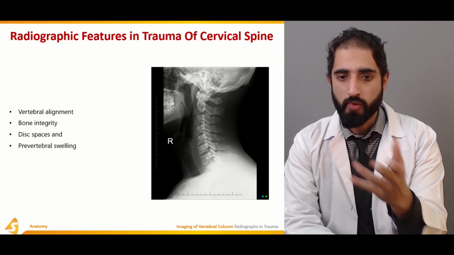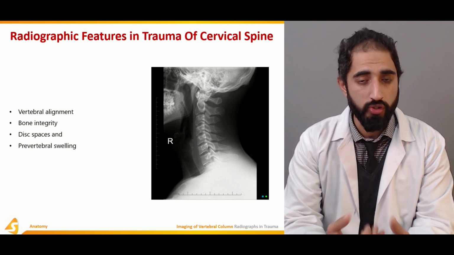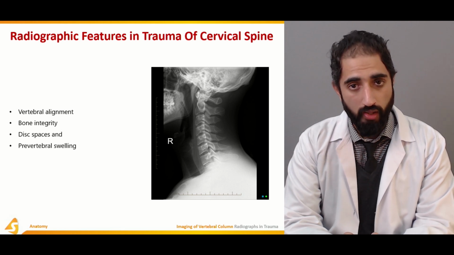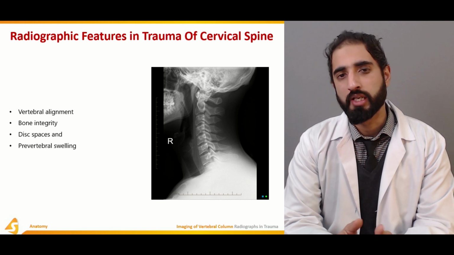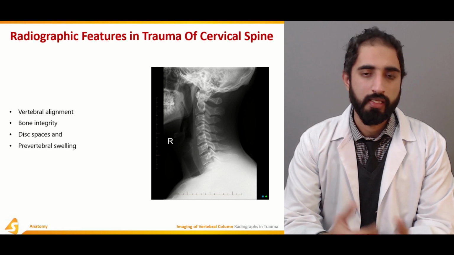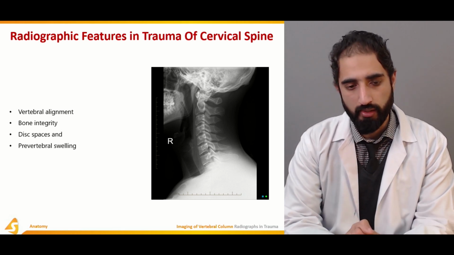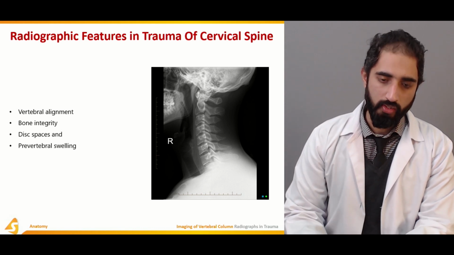We're specifically discussing the cervical spine because it is the most mobile, yet most unstable as well, and most prone towards injury. That makes it clinically more significant and relevant, and for that reason we are taking it as a frame of reference. Otherwise it is also applicable to the thoracic and lumbar. So vertebral alignment, bone integrity, disc spaces, and prevertebral swelling.